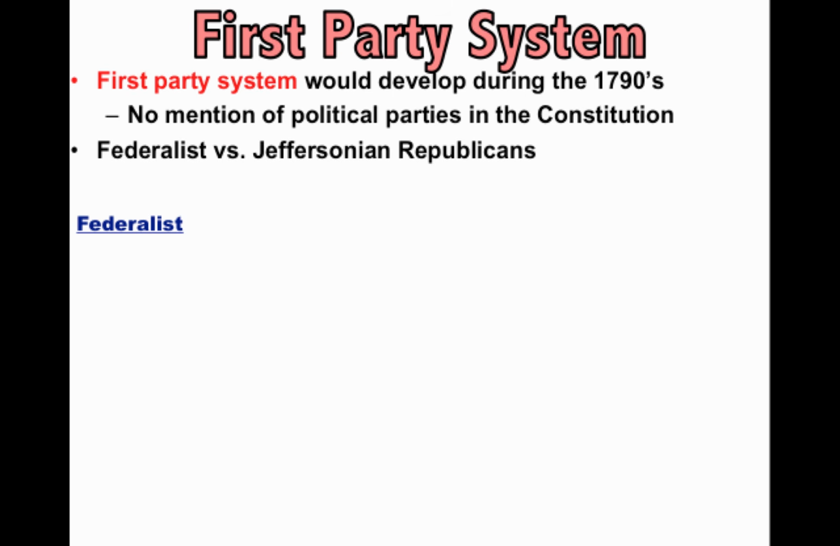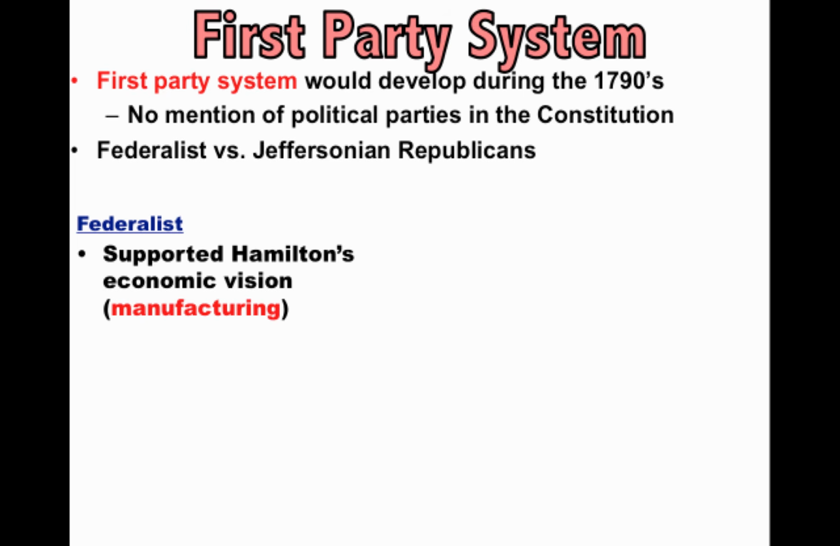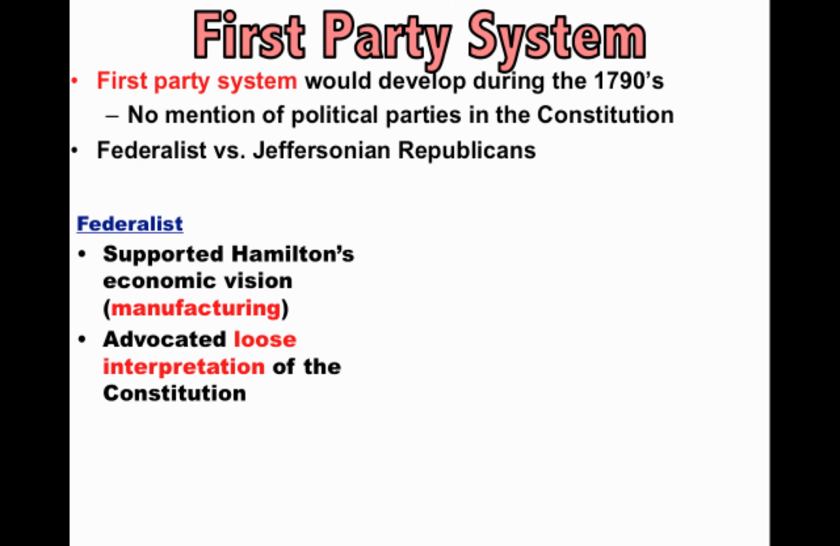Some key things you should know about them: the Federalists are supporters of Hamilton's economic vision, which is largely manufacturing and industrialization. They are advocates of a loose interpretation of the Constitution, or a broad interpretation of the Constitution. And because of these two things, they tended to have the support of the wealthy, the merchant class, and their strength is in the Northeast and in cities and urban areas. Keep in mind, they are advocates of a strong central government, and they are pro-England. That'll make more sense in just a few slides.